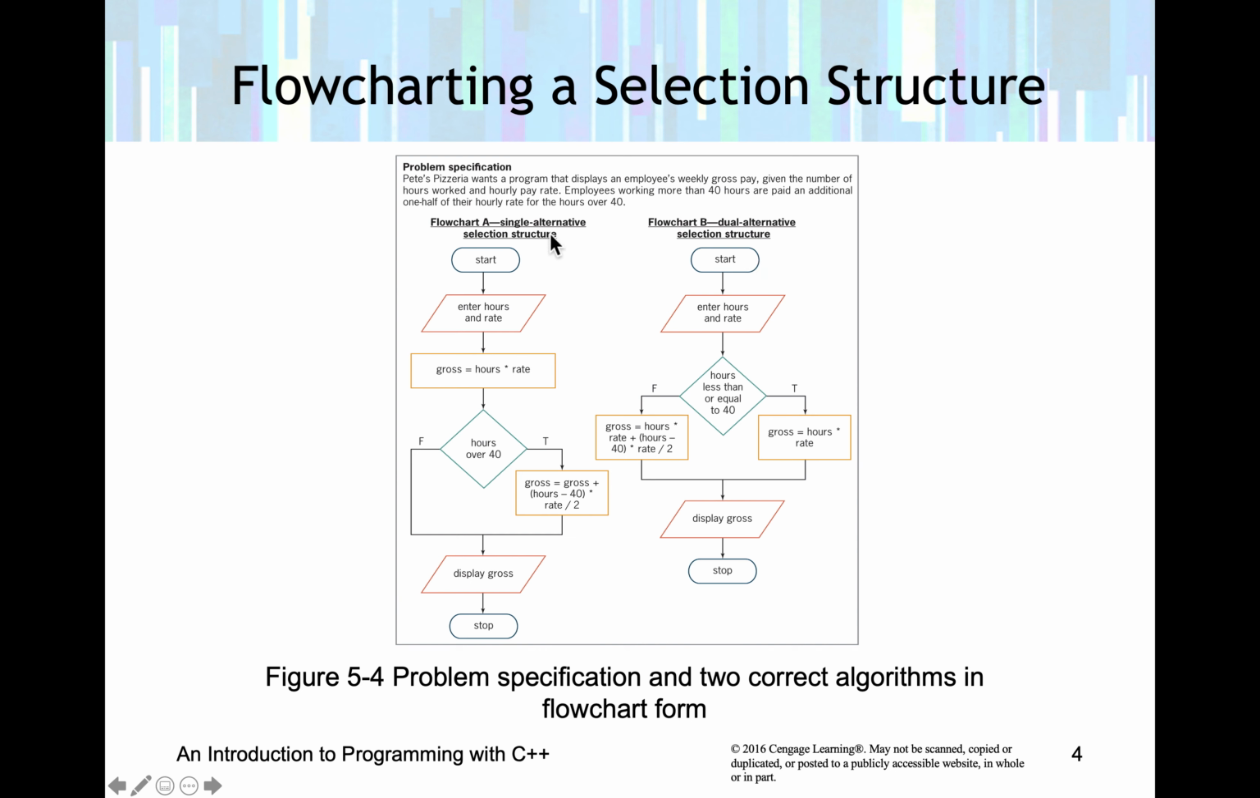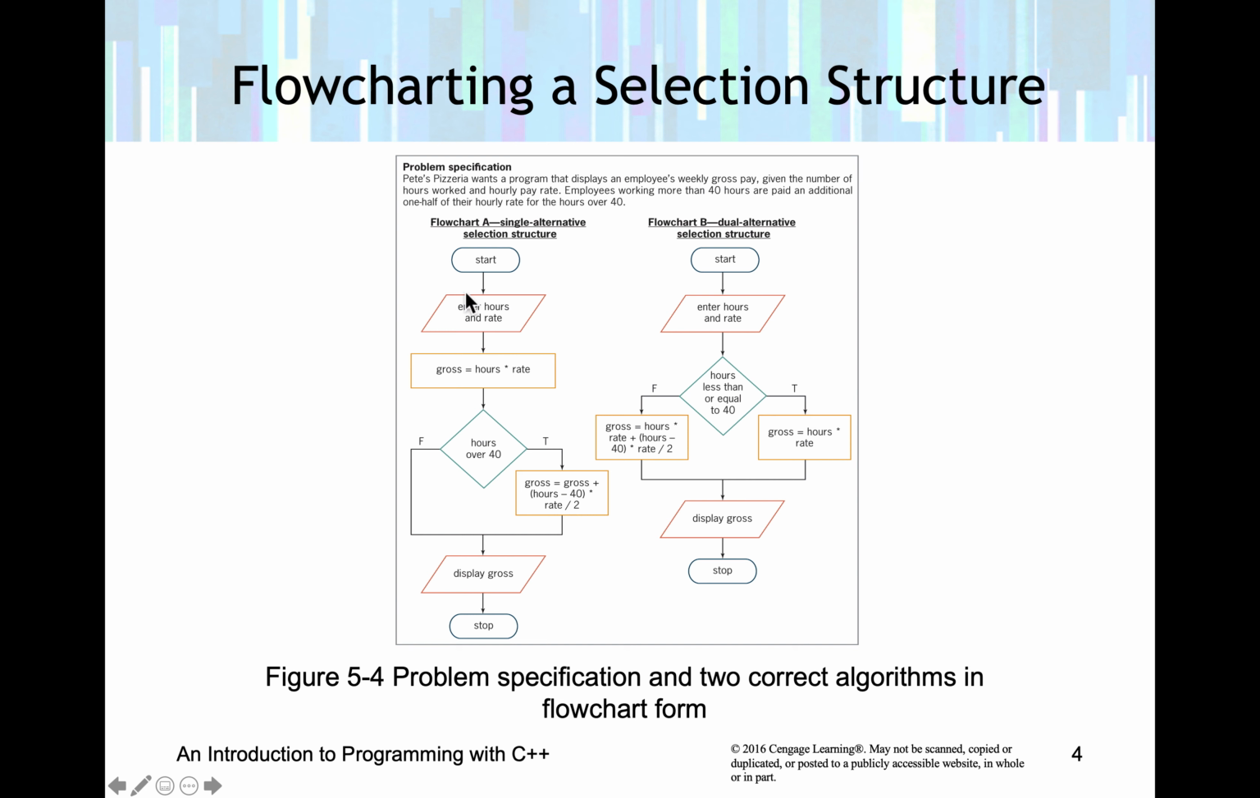So here are 2 different flowcharts of a particular problem. The pizza place wants to display an employee's weekly gross pay given the number of hours worked and the pay rate. The employee working more than 40 hours is paid an additional 1/2 of their hourly rate. So if you work up to 40 hours, you get your regular pay. More than 40 hours, so 41 or 40 and a half, 41, 42, gets time and a half.